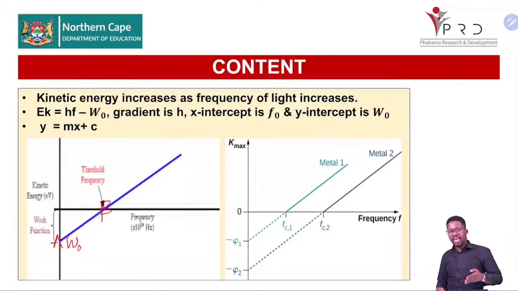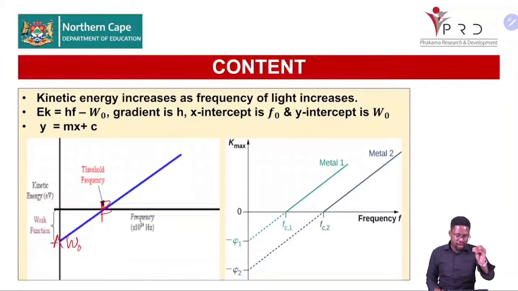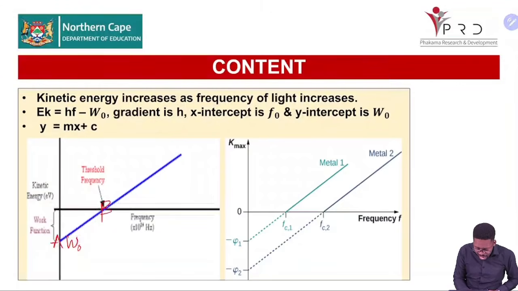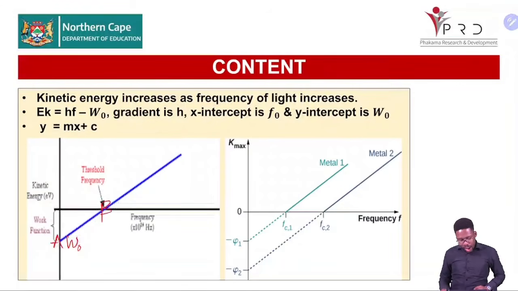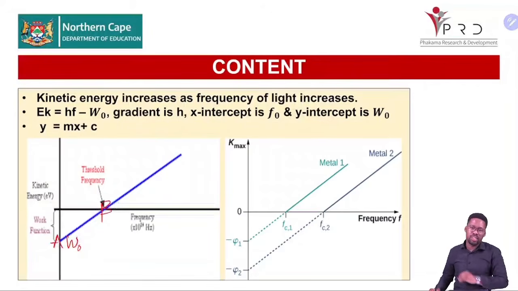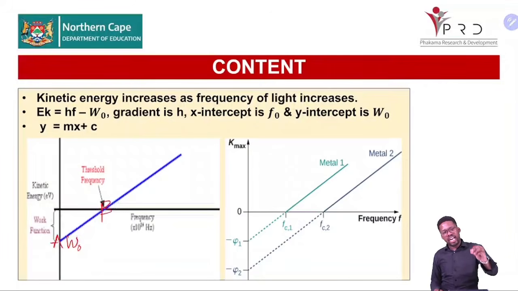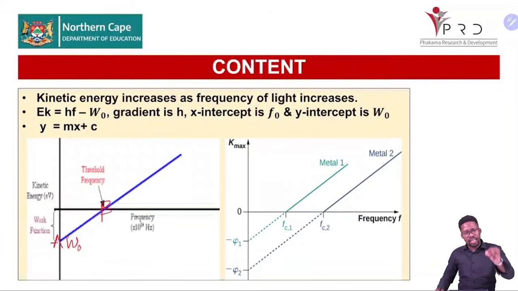Remember, our y-axis is energy. The lowest point that the graph can reach, that is our work function, because we'll ask you, what does that point represent? It represents the work function. And then here at B, where it is 0, that's where we are having our threshold frequency. That's the minimum frequency needed to eject electrons from a certain metal surface.